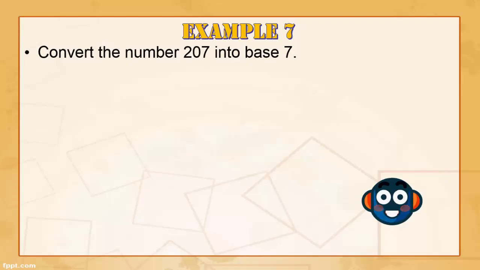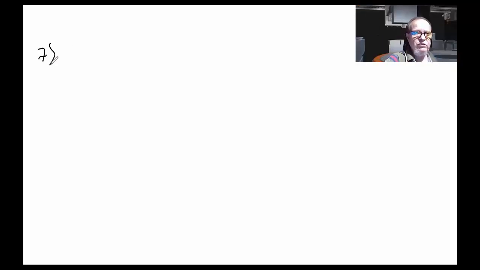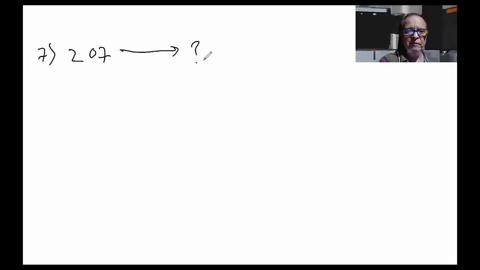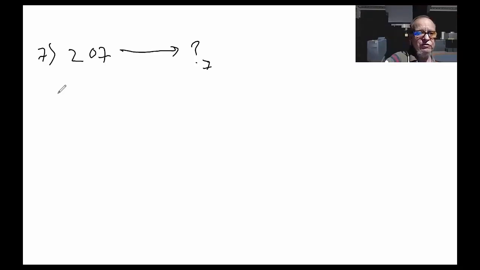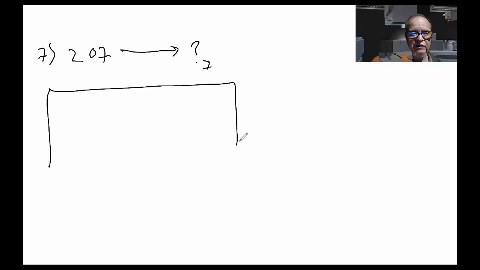Let's look at this example using a table. Here in number 7, we're going to convert 207 in our base system to something base 7. So in order to do this, we're going to construct a base 7 table.